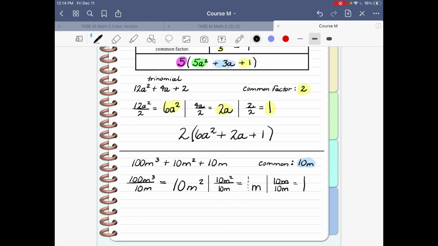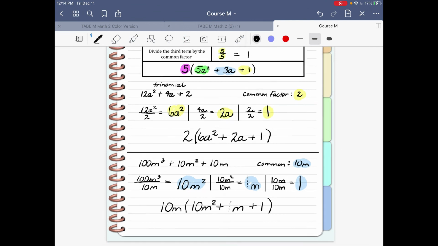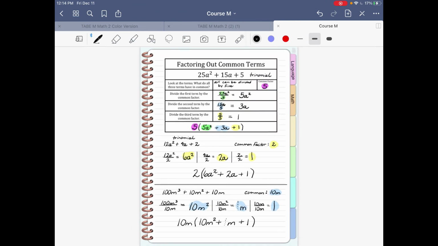So to put this answer together, I need all of these pieces. So I'm going to have 10m as my common factor, 10m squared plus 1m. The test will not use the 1, but you can put the ghost 1 if you need it, plus 1 in parentheses. And this is called factoring.